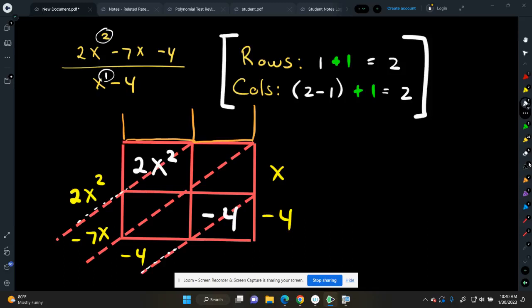Last one from the homework. 3x squared plus 16x plus 5 divided by x plus 5. Okay. Timmy, what size square am I going to use? What size square am I using?